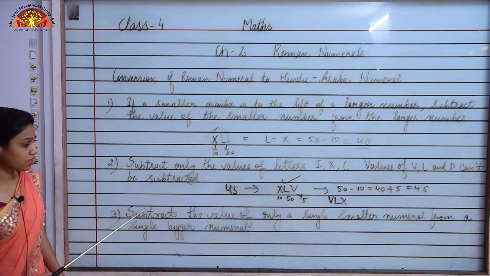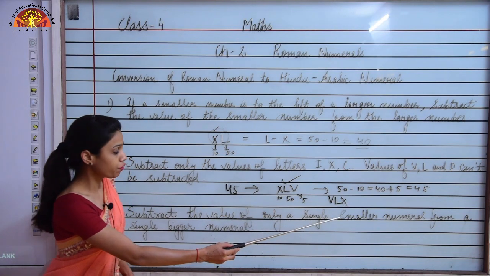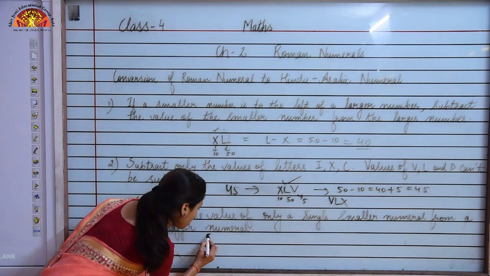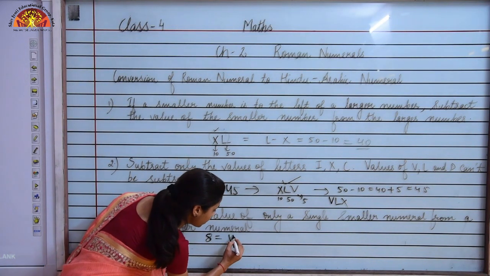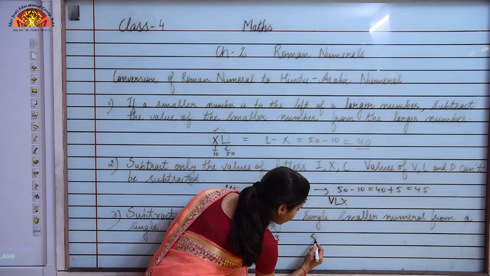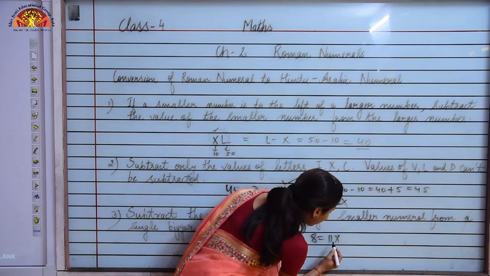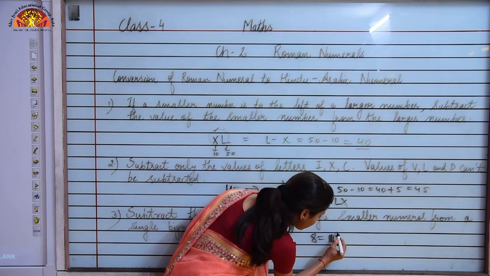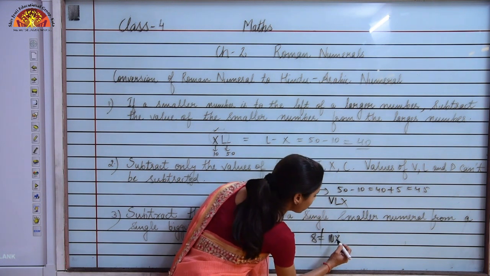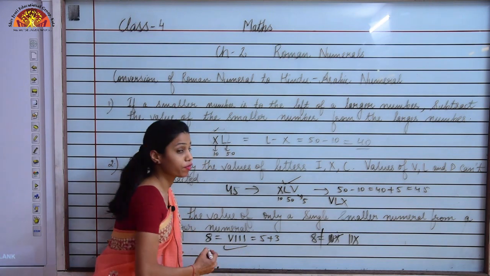Now the third point is, subtract the value of only a single smaller numeral from a single bigger numeral. For example, if I have to write 8, how will I write? I will write 8 like this, VIII. This will be 5 plus 3. I cannot write 8 like this. I cannot subtract 2 from 10, because I can subtract this 1 from 10 only one time. I cannot subtract it 2 times. So 8 is not equal to this one. Okay. So this is the correct way of writing 8.